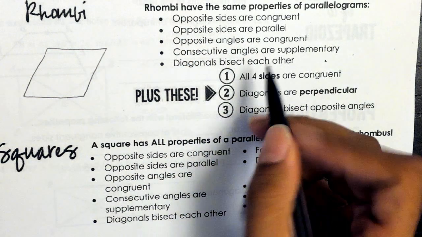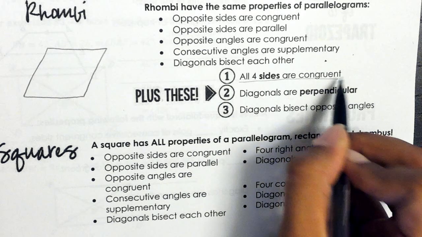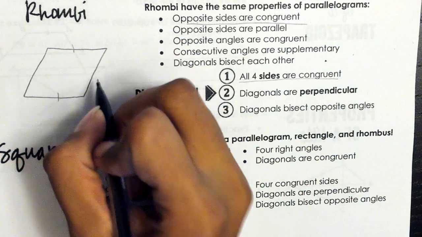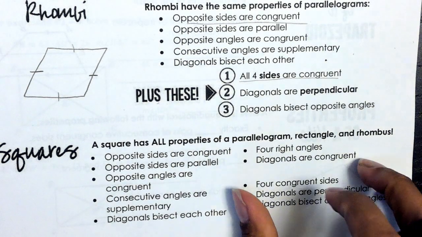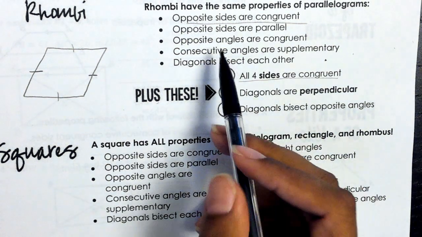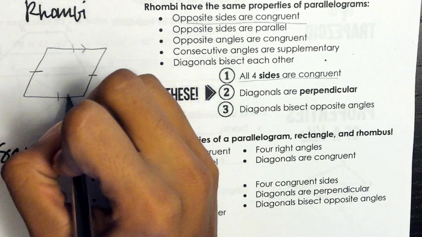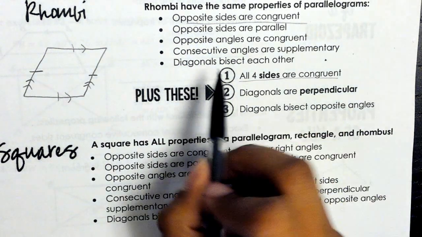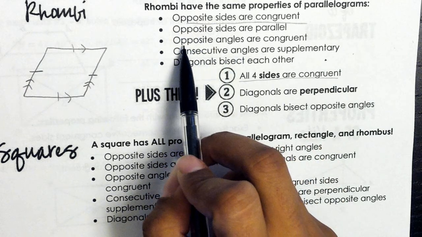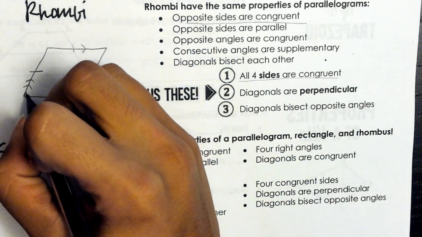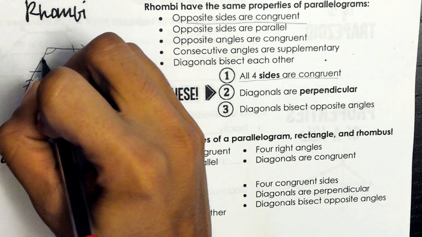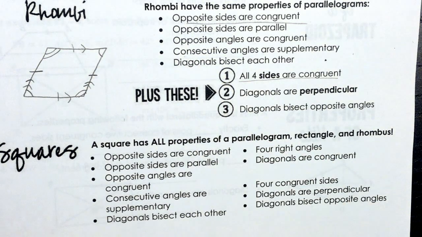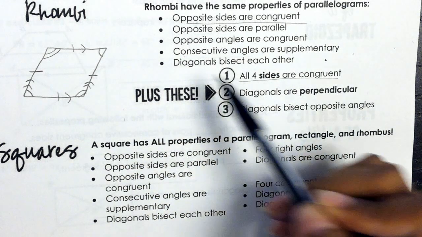So opposite sides are congruent, but since all 4 sides are congruent, they're going to have the same number of tick marks. So we got 1, 1, 1, and 1. Okay, opposite sides are parallel still, so our arrows. Then we have opposite angles are congruent. Consecutive angles are still supplementary here.